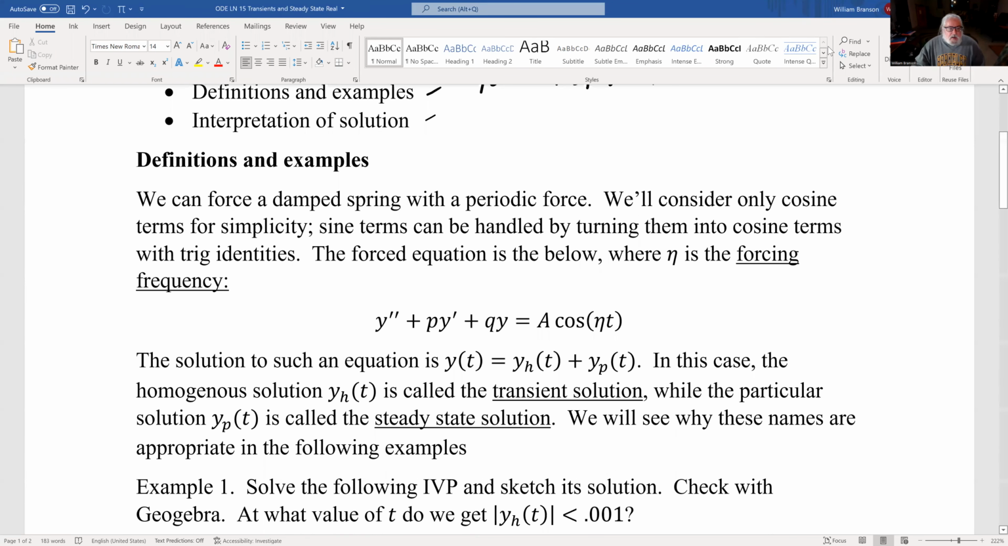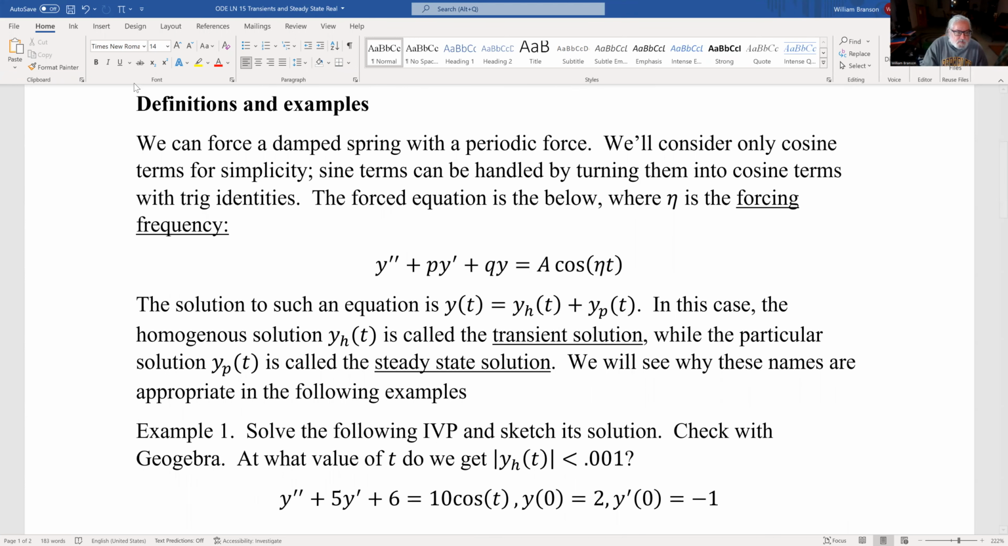So what we have is sometimes we have a damped spring, right? A spring with friction, so p is not equal to 0. And we'll force it with a periodic force. So we apply a force that oscillates, and it forces the spring. It drives the mass on the spring. And we'll only consider cosine terms for simplicity. You can deal with sine terms with trig identities.